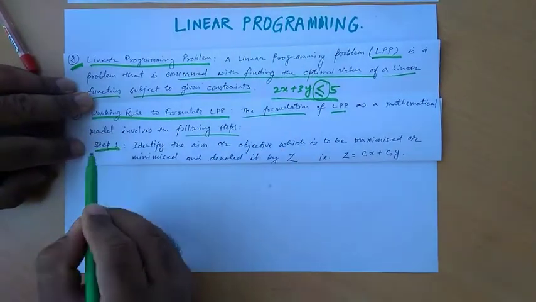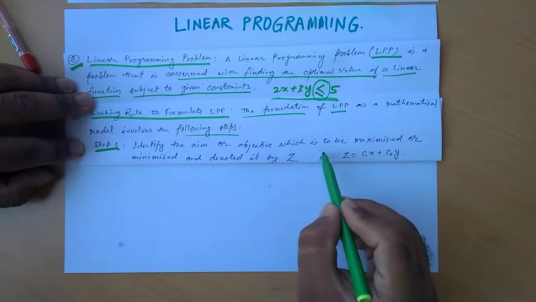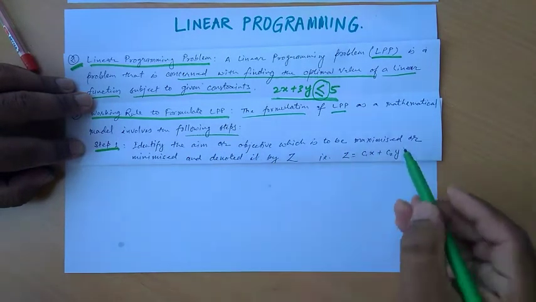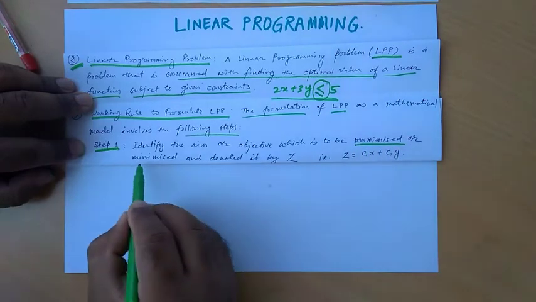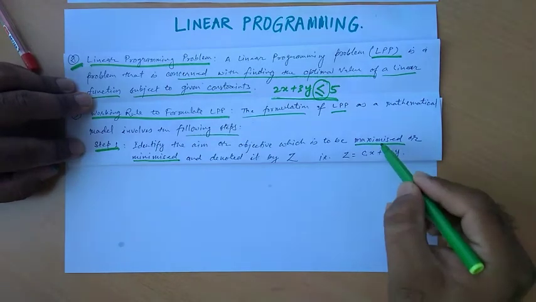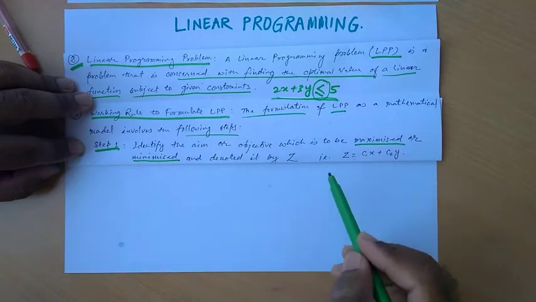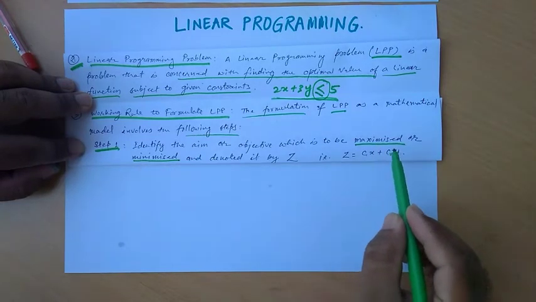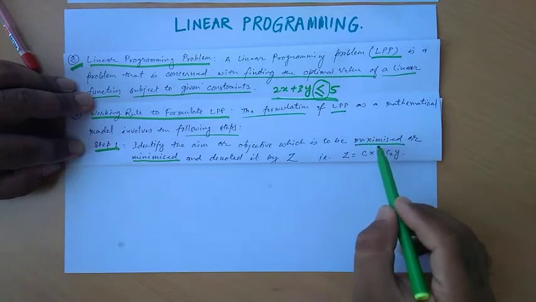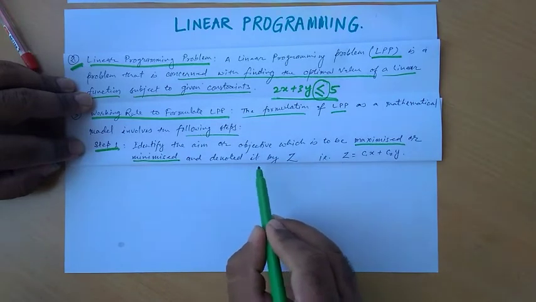Step number 1 says identify the aim or objective function which is to be maximized or minimized. All the time we are talking about maximization or minimization. Why? Because if you are manufacturing something, then you have to maximize your profit, and you have to minimize your cost also. So you will be having both the things, or only one thing, that you are maximizing your profit, or you are cost cutting, that is minimizing, and it is denoted by Z.